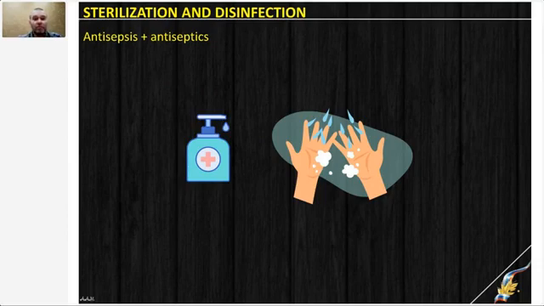And the most common measure is antisepsis. Antisepsis is prevention of infection by inhibiting the growth of microorganisms in wounds or tissues. So antisepsis is prevention of infection. Mainly it refers to some biological tissues.